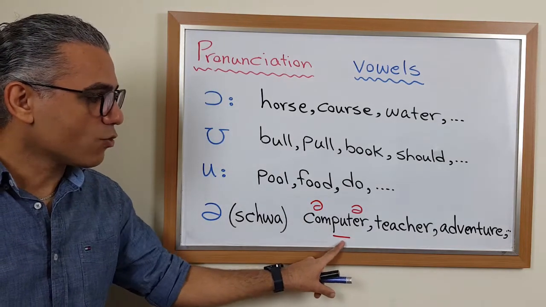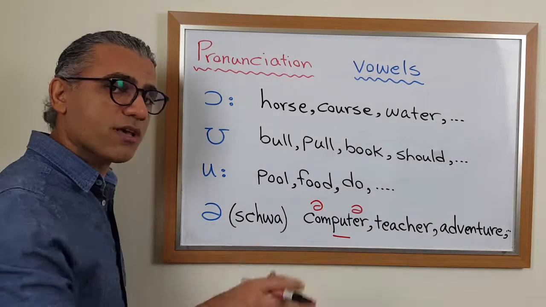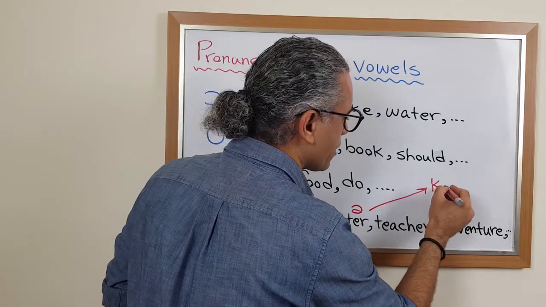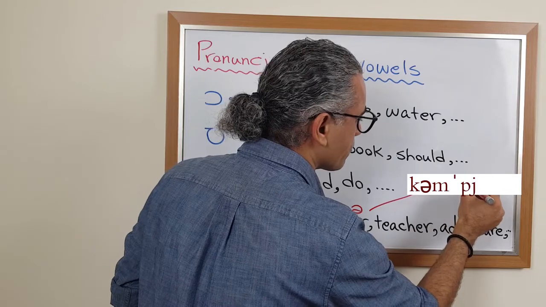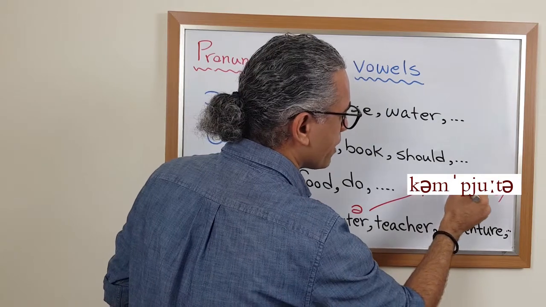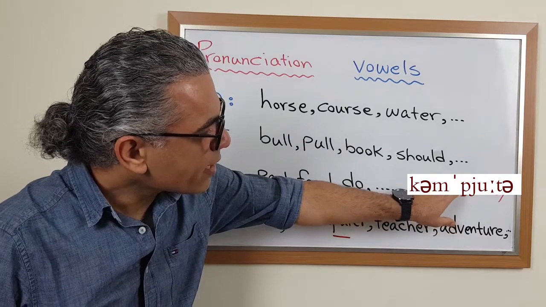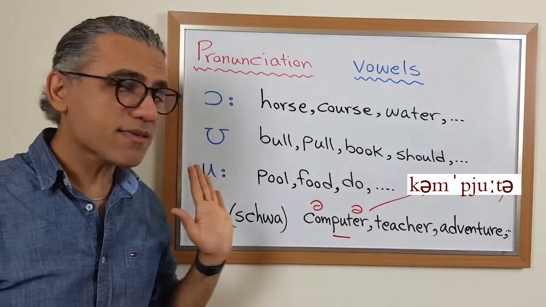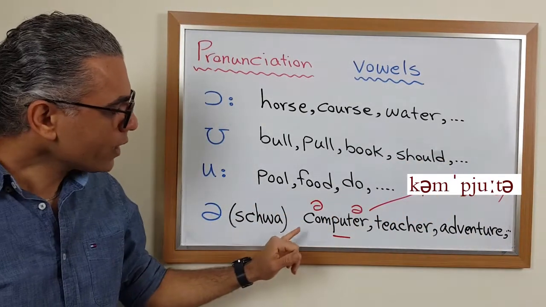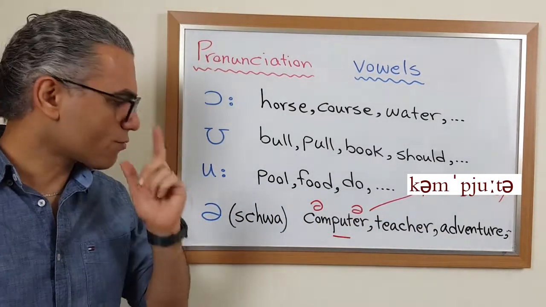We show the stress with an underline in the word, and in the pronunciation, if you open a dictionary and look up computer, it shows it like this. When you see this little line in here, it means this syllable is stressed. So, computer. And if you have schwa in a syllable, it can never be stressed.